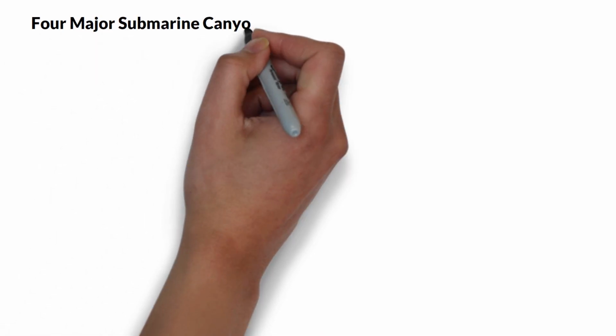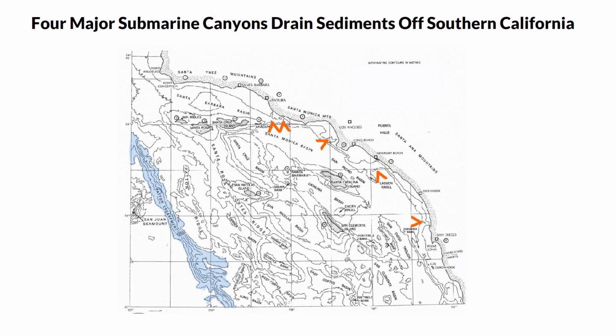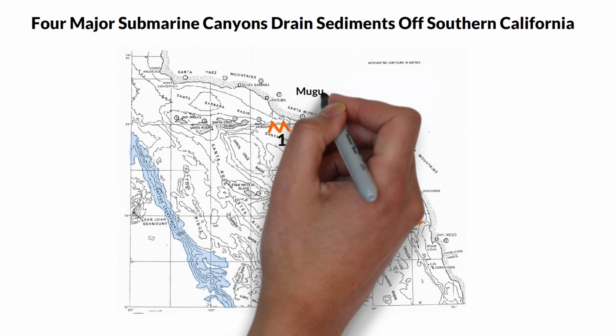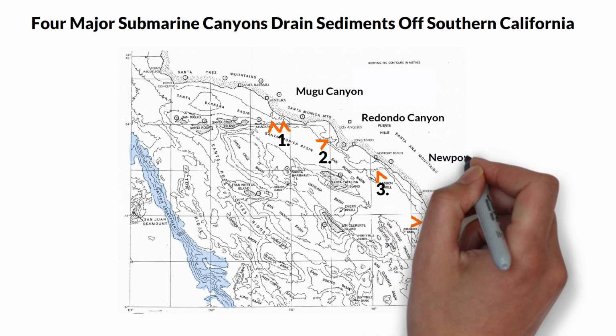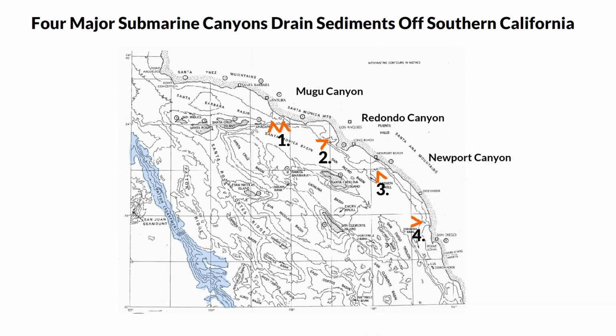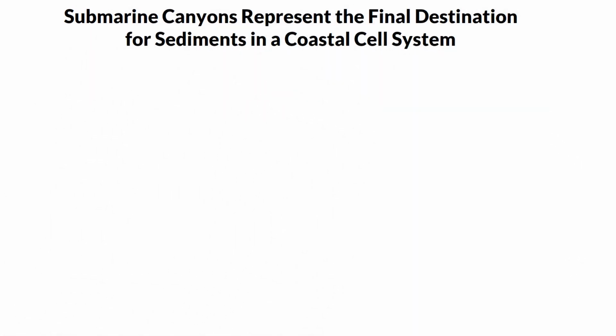Off the coast of Southern California, 4 major submarine canyons play a role in the transport of sand away from beaches. The Mugu Canyon off Malibu, the Redondo Canyon which abuts Redondo Beach, the Newport Canyon right off the Newport Inlet, and the La Jolla Canyon near the Scripps Pier. Submarine canyons represent the third and final stage of a sediment's journey.